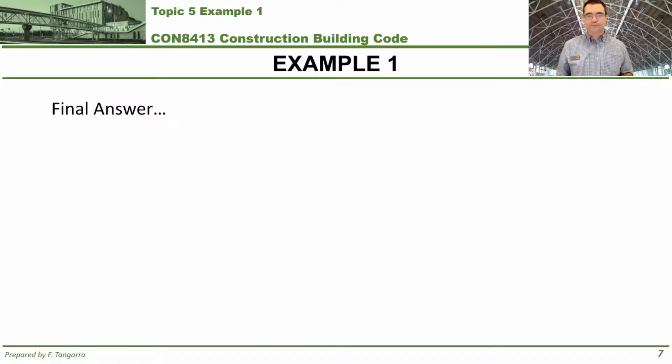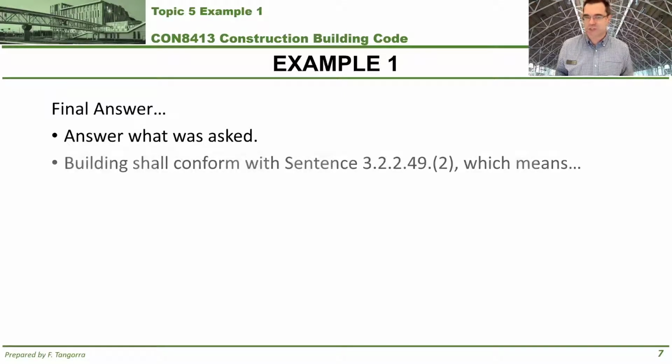Okay? So now we're going to answer this question. We're going to answer example 1 by, and I'm not trying to be a smarty pants here, we're actually going to answer what was asked. So do you remember what was asked? We were asked to classify the building, and we did that, right? We found that it was a D occupancy. And then we had to figure out the levels of safety that we're going to apply to it.